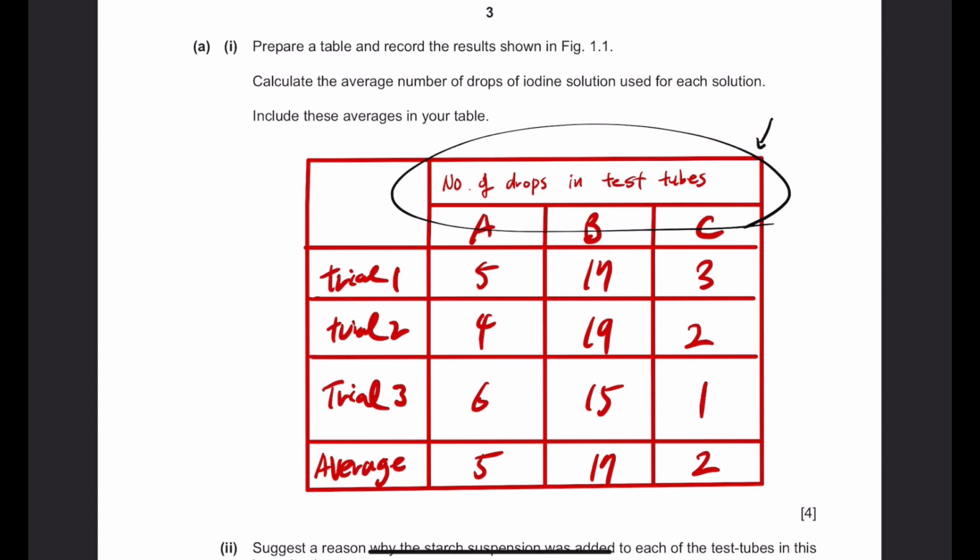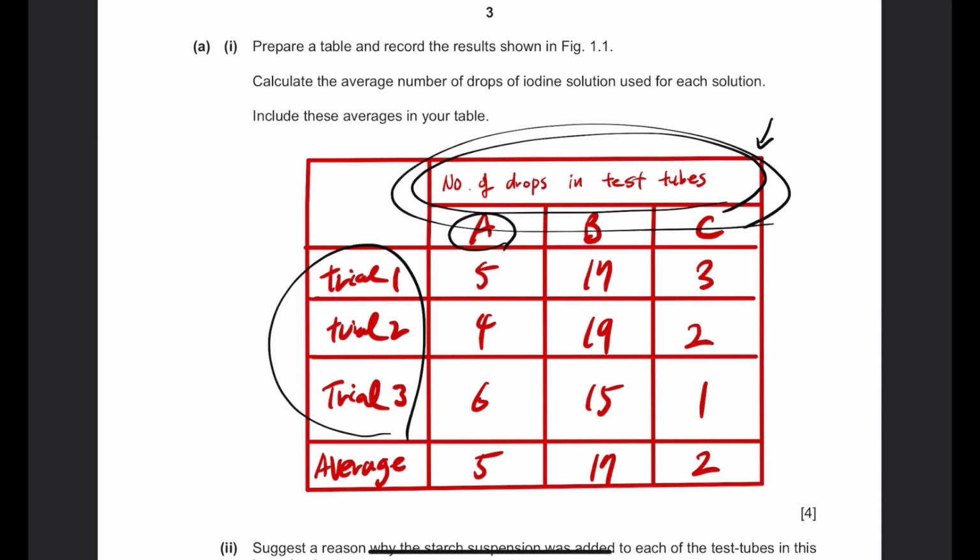So very often, the things that you're measuring go on the top. So the dependent variable here is the number of drops in test tubes. So that's what you're measuring, or the student is measuring. So the heading for that goes at the top. And then in this case, the number of trials goes sideways.